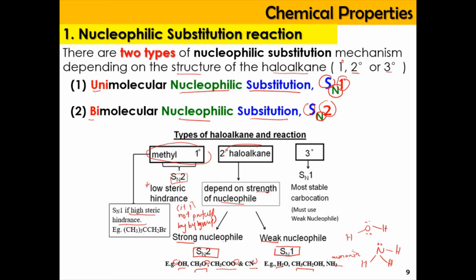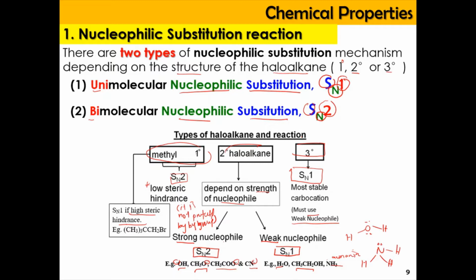For the secondary haloalkane, when a strong nucleophile is used, it will undergo SN2. If a weak nucleophile is used, it will undergo SN1. Meanwhile, the tertiary haloalkane will usually undergo SN1, and we must use a weak nucleophile in order for the SN1 reaction to occur for the tertiary haloalkane.